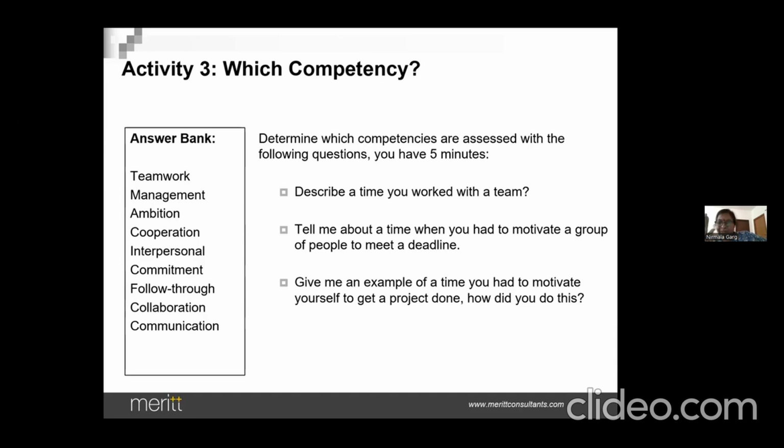Tell me about a time when you had to motivate a group of people to meet a deadline. Which competency is this? Management. Motivate a group of people to meet a deadline. Collaboration.